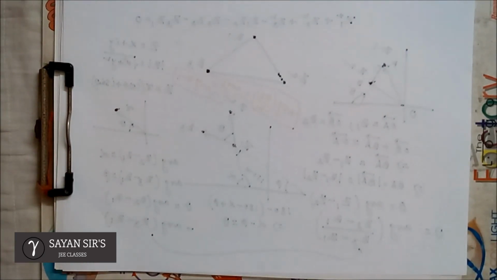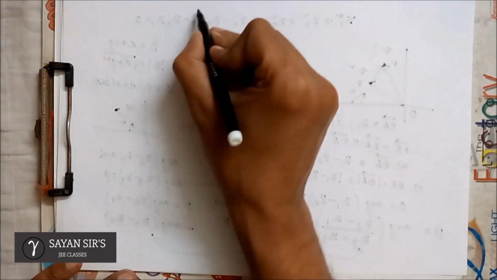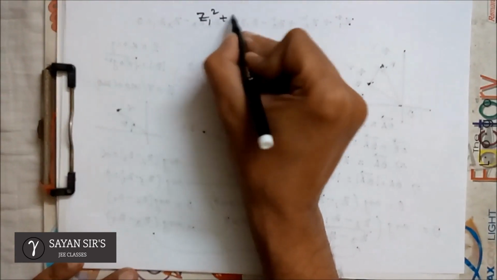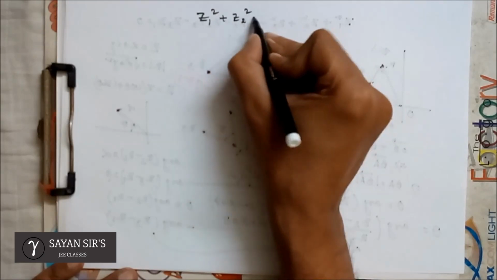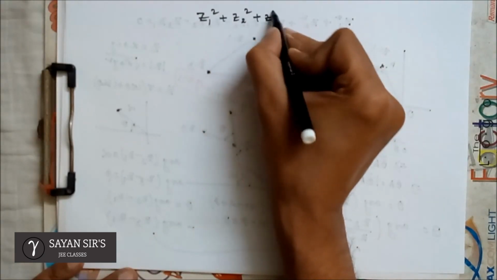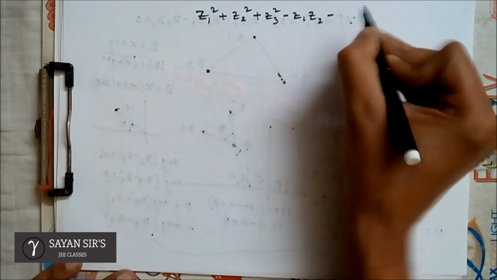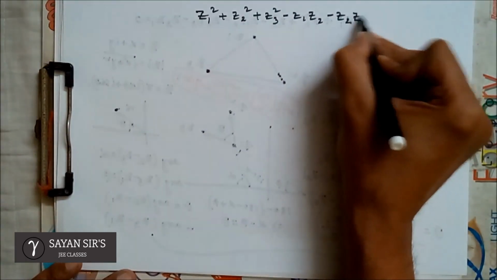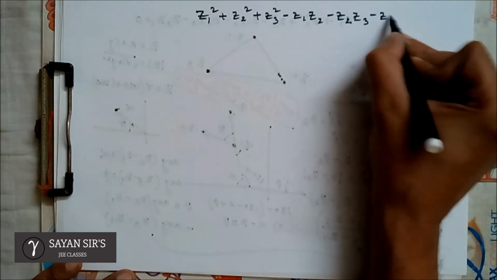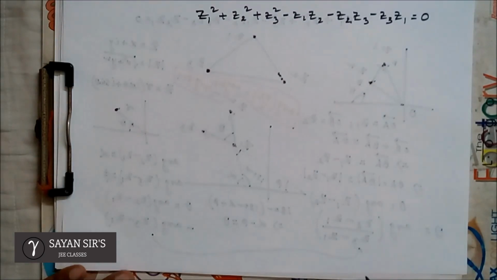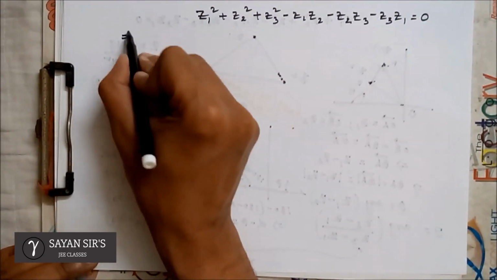So this is what we have been given: z1 squared plus z2 squared plus z3 squared minus z1 z2 minus z2 z3 minus z3 z1 equals 0, with z1, z2, z3 all being complex numbers. So let me manipulate this a little bit.